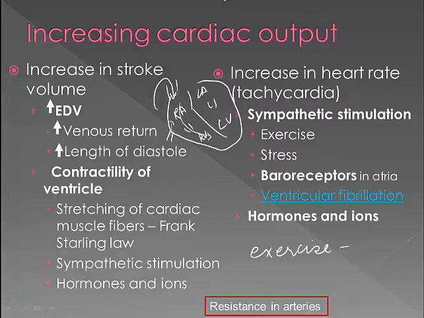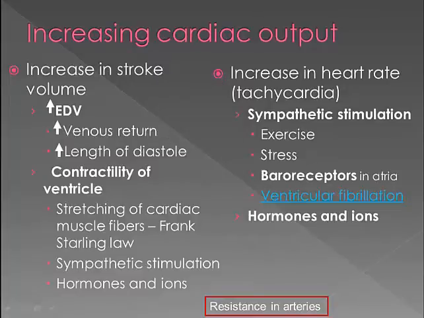Another factor which increases end diastolic volume is the length of diastole. For example, in athletes where the heart rate is less, you can see the ventricle gets enough time to relax in between the heartbeats. So when it has enough time, the ventricles will fill better. So increased length of diastole leads to increased ventricular filling.